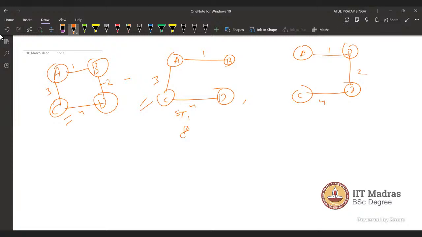This is 8. This is 1 plus 2 plus 4, so this is 7. In that way, we can create many spanning trees, so we will find out the minimum cost spanning tree. The total edge weight should be minimum.